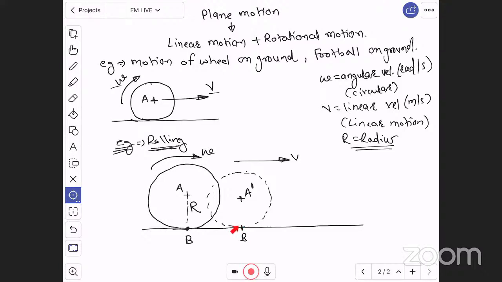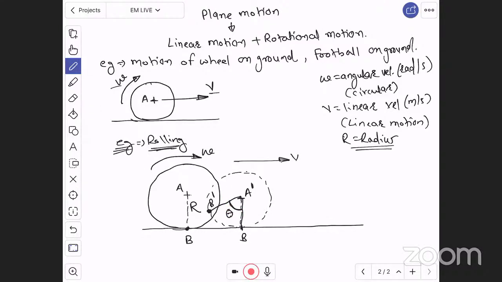Now, the new position of B will be somewhere here. Let us say the new position of B is B dash here. B dash means from AB location it has reached A dash B dash. Therefore, it has turned an angular displacement theta. The wheel has turned the angular displacement theta also, right?